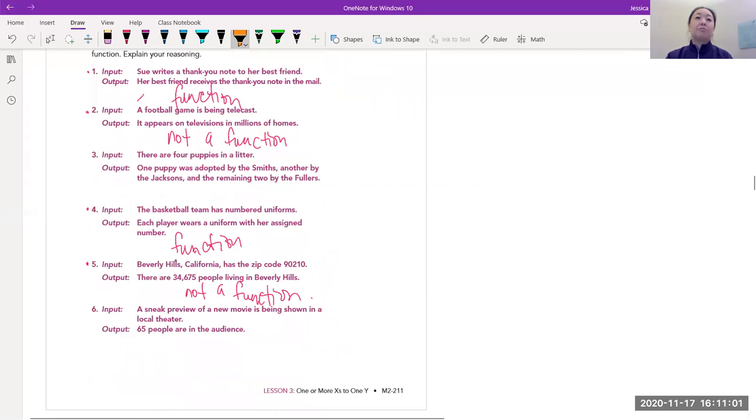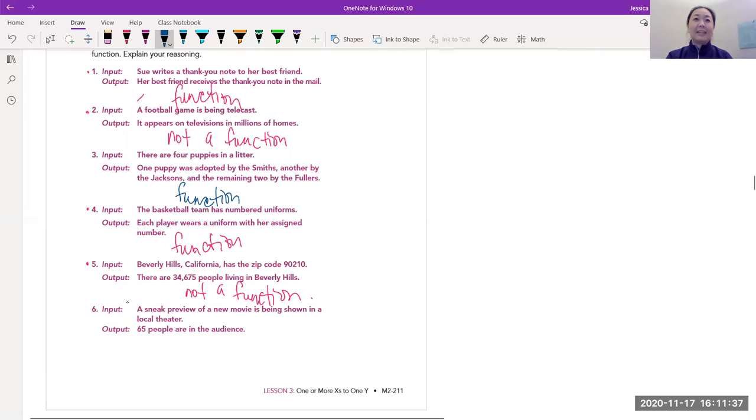4 puppies in a litter, right? Okay, so there's 4 puppies. One puppy was adopted by the Smiths, another puppy by the Jacksons, and the remaining 2 by the Fuller. So one puppy, one place. Can you imagine one puppy in 2 different places? That's freaky. Okay, that's a little scary. So yes, that's going to be a function. Even though those 2 puppies went to the same place, remember that was just like 2 numbers going to the same number, right? It was still one puppy, one place, right? Not 2 places. That's, again, freaky, right?